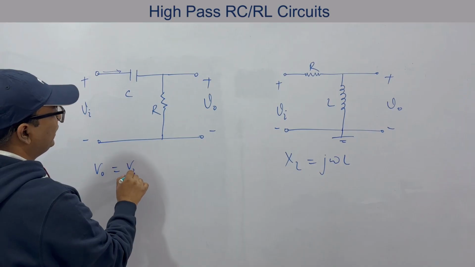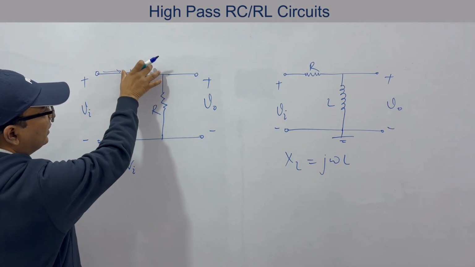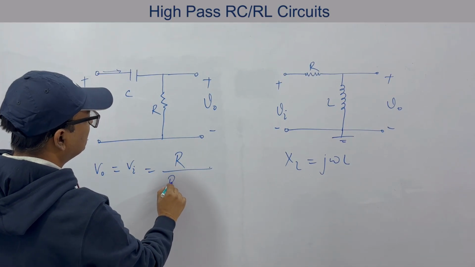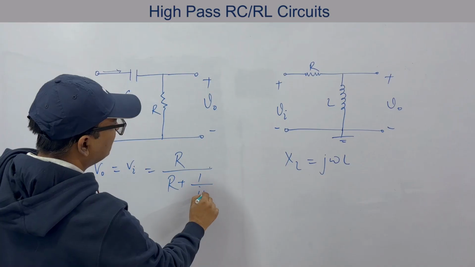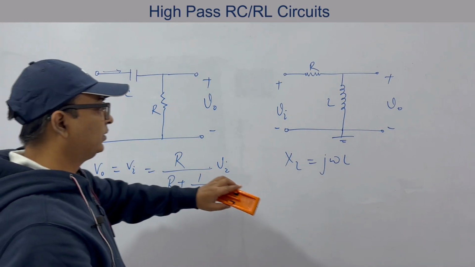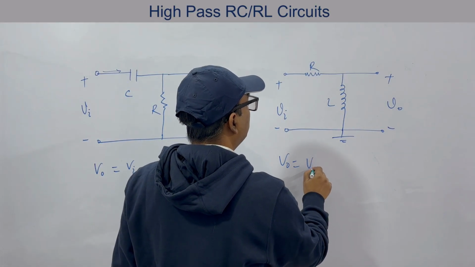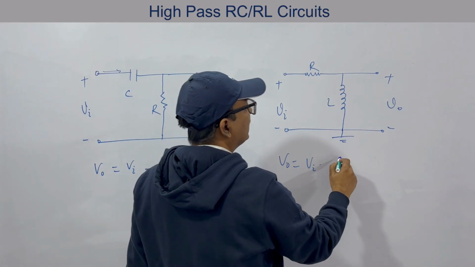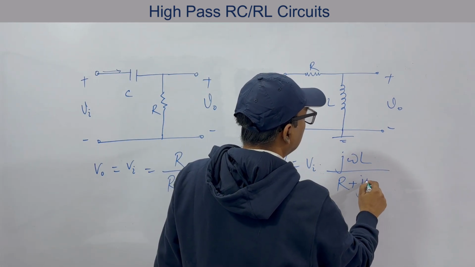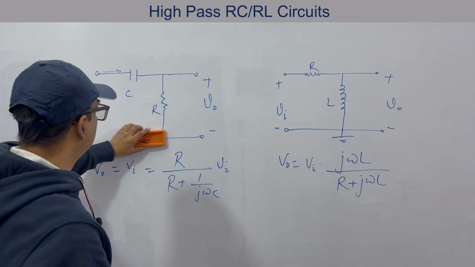This will be equal to V input into this by total impedance. The ratio will be this by total impedance. That is, we have R by R plus 1 by j omega C into Vi. Okay. And what we'll have here? V output will be V input into j omega L by R plus j omega L. Okay. Now, let's rub this.